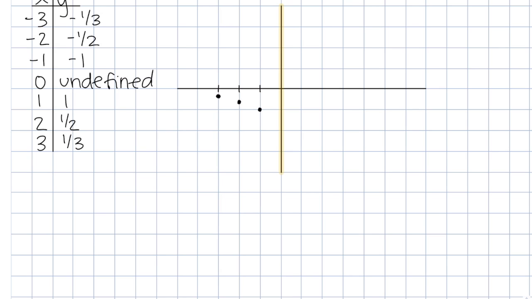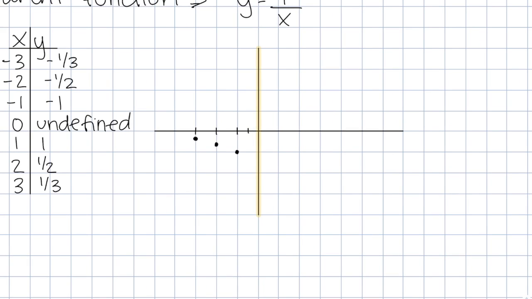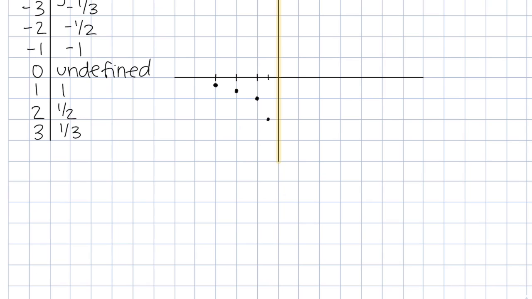We could plug in -1/2. Okay, if we have 1 divided by -1/2, then that is 1 times -2, which is -2. So that would go down here. And you can see that our lines start to curve. And then if we plug in 1, 1, 2, 1/2, 3, 1/3, then we're also going to get a curve that goes like this.